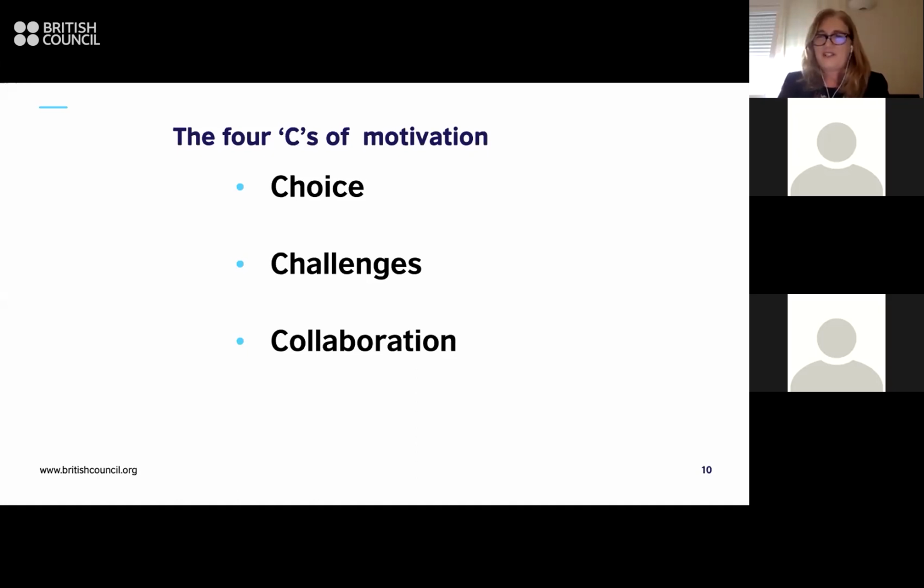So how can I do this if I don't know the answer? Well, I can find out from a friend, or we can think of solutions together. So it's a really good way to encourage problem solving if they're working together. And then finally, context, which makes the learning meaningful, which I mentioned before.